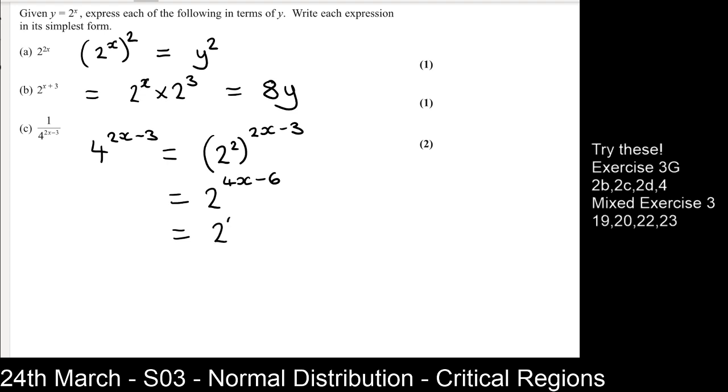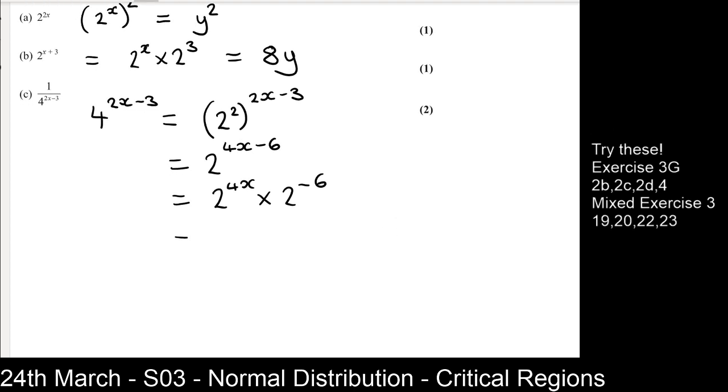This can now be written as 2 to the power of 4x times 2 to the power of minus 6, using a similar rule as we did in part B. And then 2 to the power of 4x will just be y to the power of 4, because that's just 2 to the power of x, all to the power of 4. And then 2 to the power of minus 6, that's just something you can do in your calculator. It's just 1 over 2 to the power of 6, so you can simply put that in your calculator, and we get 1 over 64. So that would just be y to the power of 4 over 64.